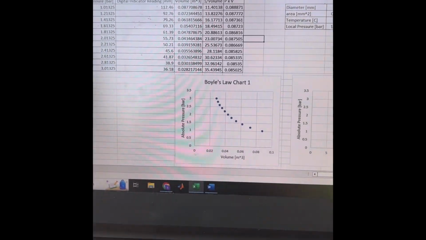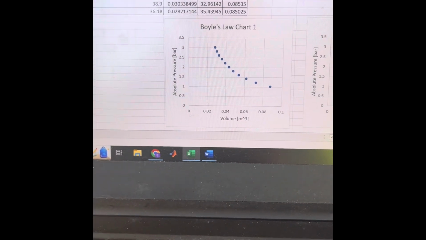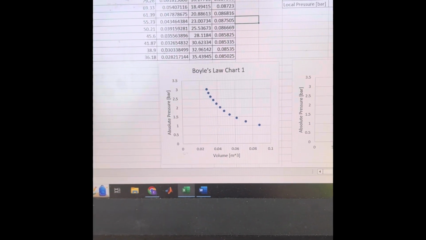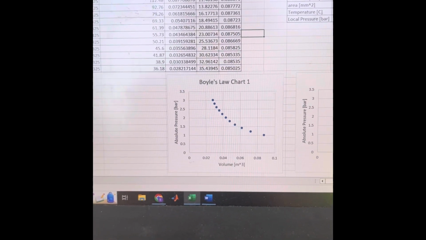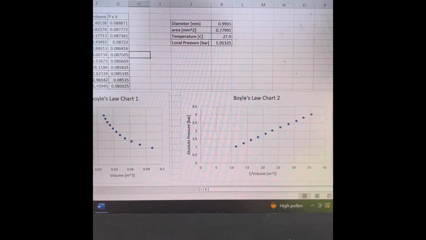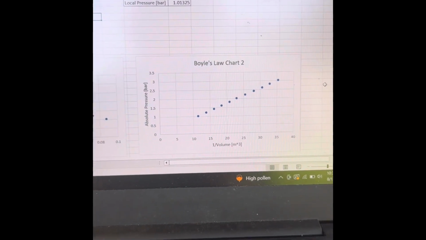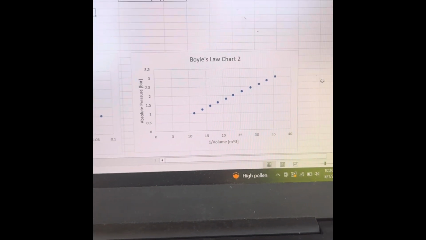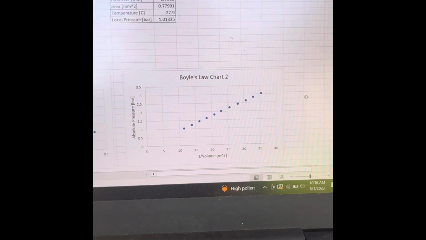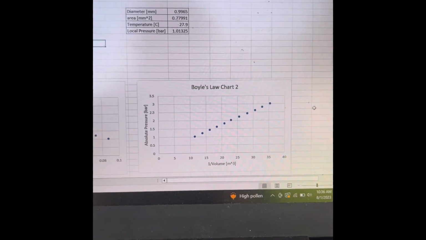Here are two charts that I made. The first one is just a simple pressure and volume chart, and it shows that curved relationship that we are looking for between pressure and volume to get a constant K value. The second chart shows the relationship between absolute pressure and 1 over the volume, which gives us that linear relationship that we are looking for.